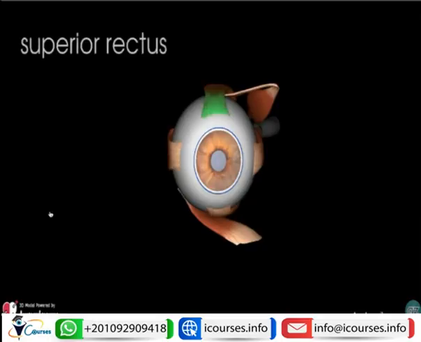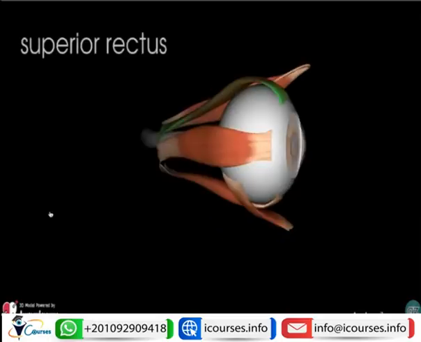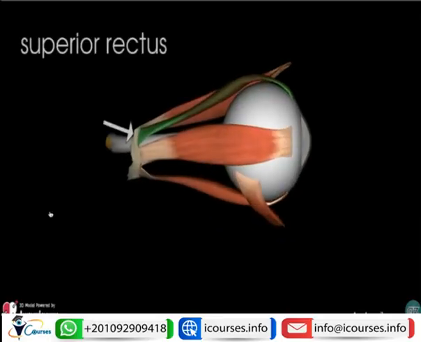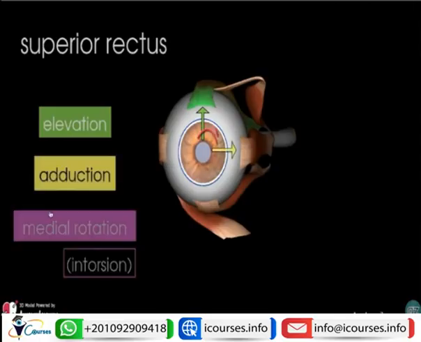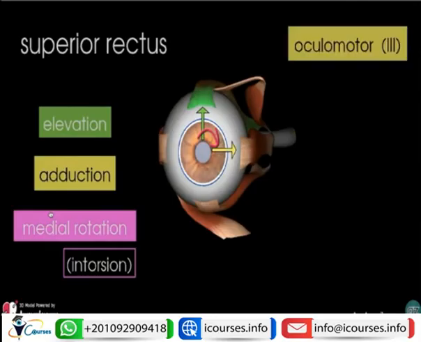The superior rectus muscle originates from the superior part of the common tendinous ring and attaches to the superior and anterior aspect of the sclera. The main action of this muscle is elevation, and it also contributes to adduction and medial rotation of the eyeball. It is innervated by the 3rd cranial nerve, the oculomotor nerve.